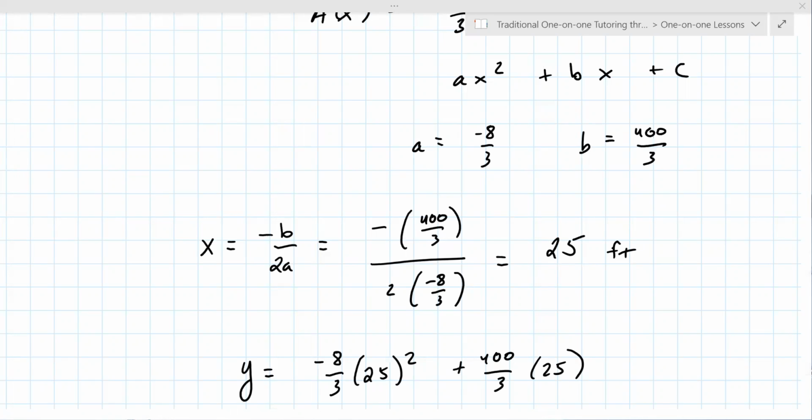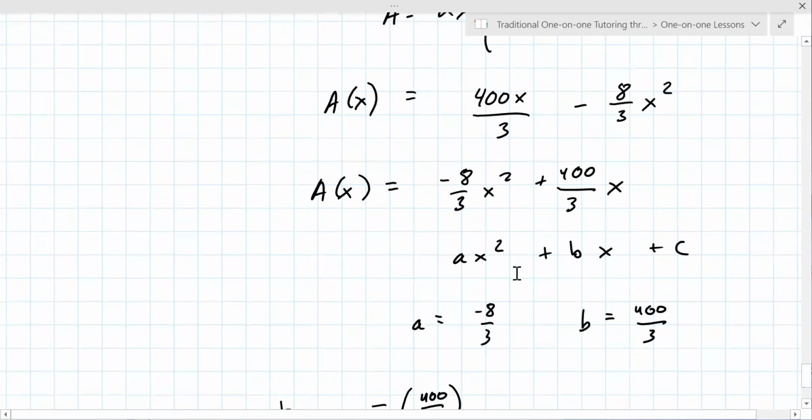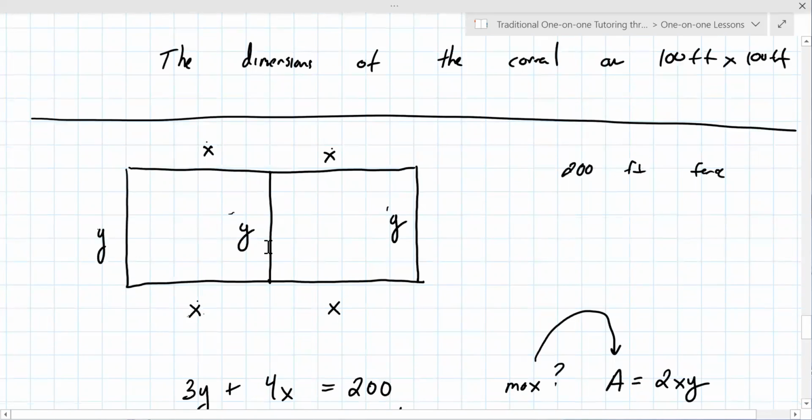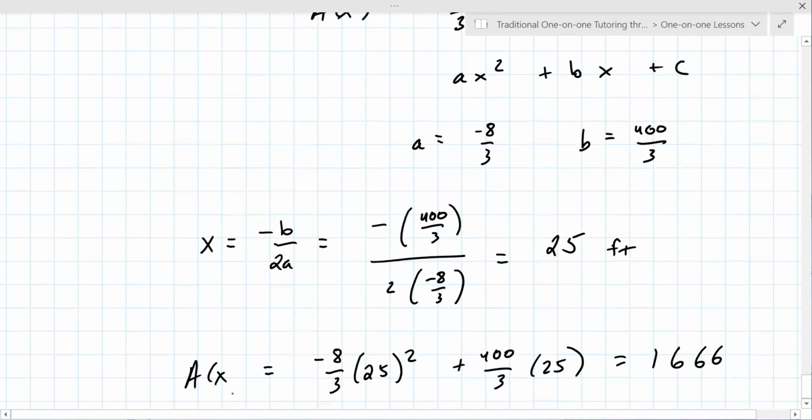Okay. And that one doesn't work out as nice, but it's 1666. Really? Sorry, I'm just a little shocked it didn't work out a little nicer. No, I'm sorry. This is the area, not the y value. This is the area of x.